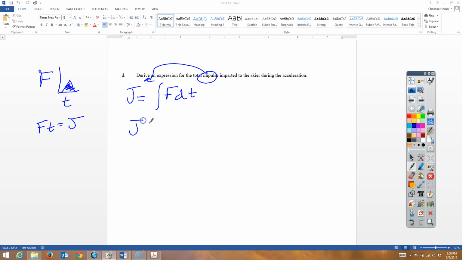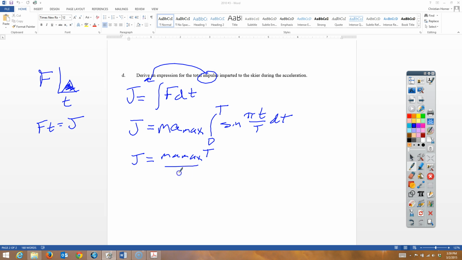So let's go ahead and take a look at this. So J here is equal to, we know that force is equal to mass times the maximum acceleration. And we're doing this from 0 to T. And this is the sine of pi times t over T, dt. We go ahead and evaluate the integral here. So J is equal to m a max times T all over pi.